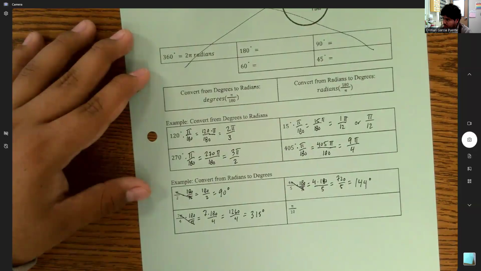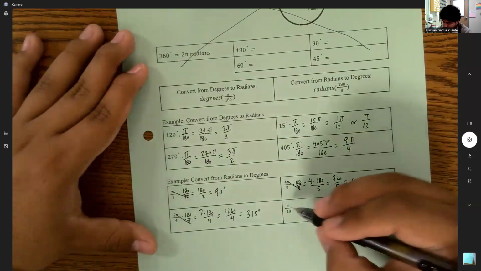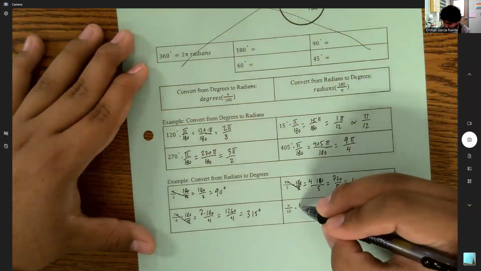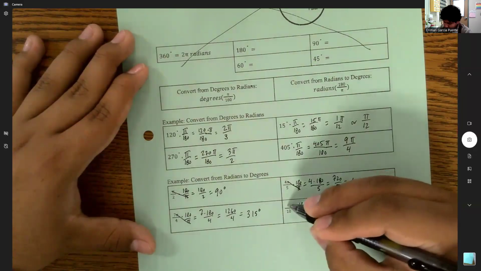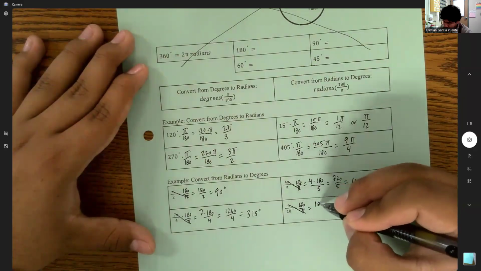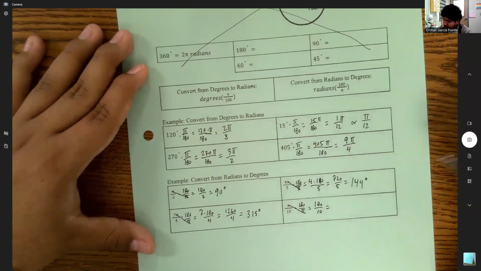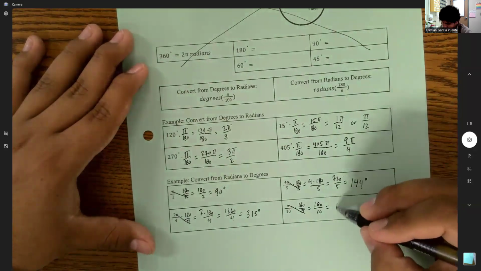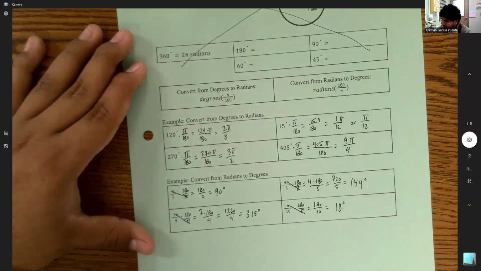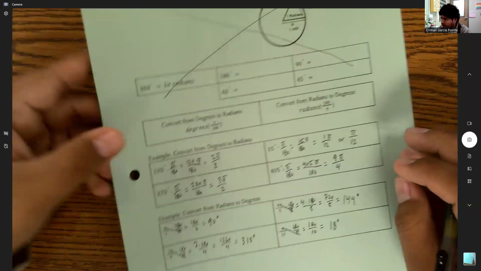So super straightforward. Again, last one of the notes. Just multiply it by 180 over pi. Pi's cancel. You'll be left with 180 over 10. Then you can put that in your calculator, or just do it straight off the top of your head. 180 divided by 10 is 18. And you're done. So that's it for the notes.